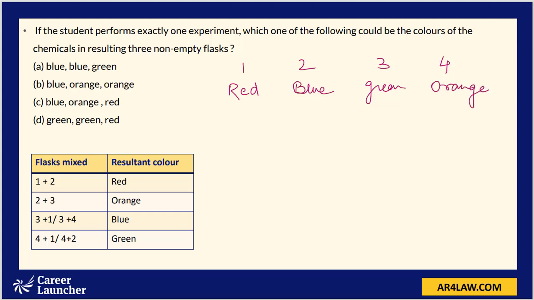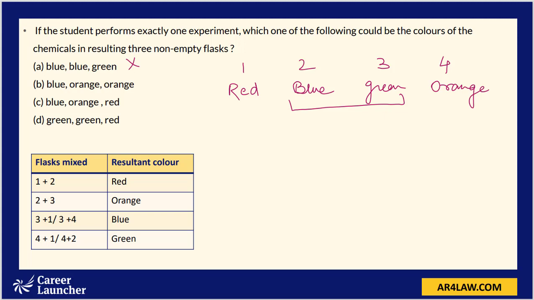The first question was: if a student performs exactly one experiment, which of the following could be the colors of the chemicals in the resulting three non-empty flasks? Checking option 1, can I get 2 blues and 1 green? If we keep our blue and green intact and mix 1 and 4, we would get green. So we could have 2 greens, 1 blue, but not 2 blues, 1 green. So this is not our answer.